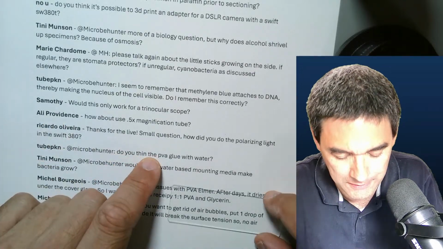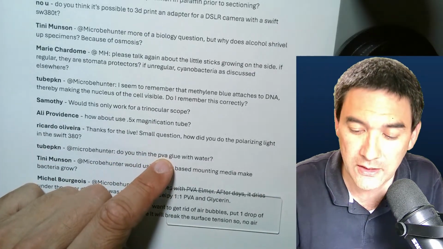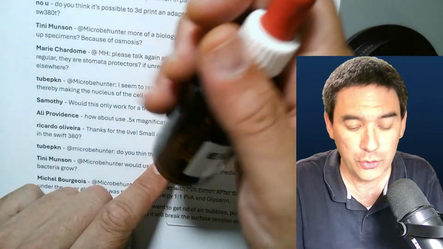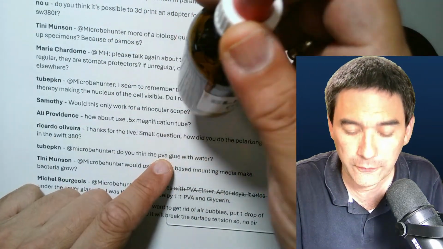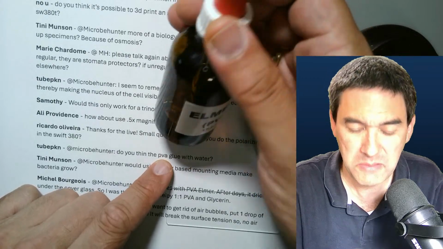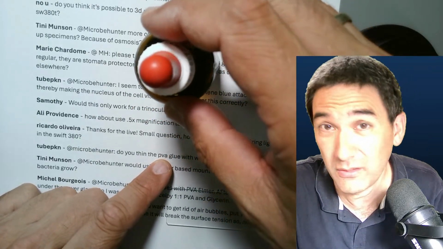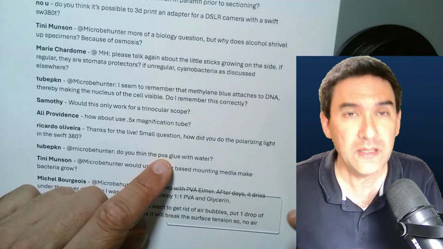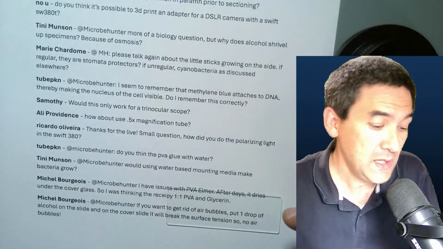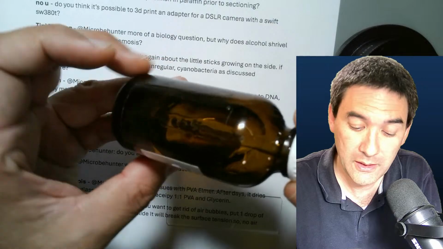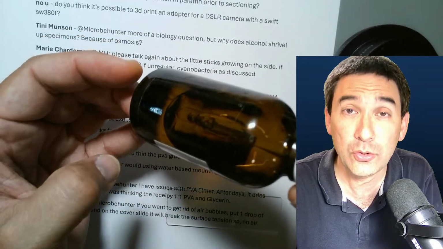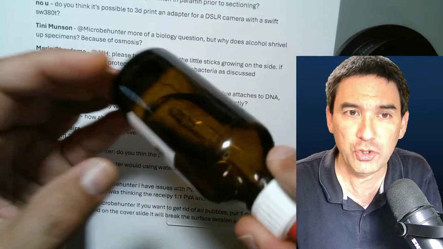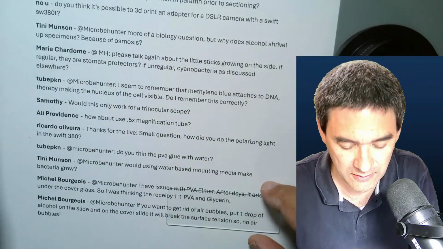Do you thin the PVA glue with water? Yes, that's correct. I used some PVA glue and I added some water. I did not even measure out how much water. It should flow easily, so maybe 10%, 20% water. If it flows easily, then it's fine. The water itself takes some time to completely dissolve, so I had to wait, I think, overnight and shake it gently to mix it in.